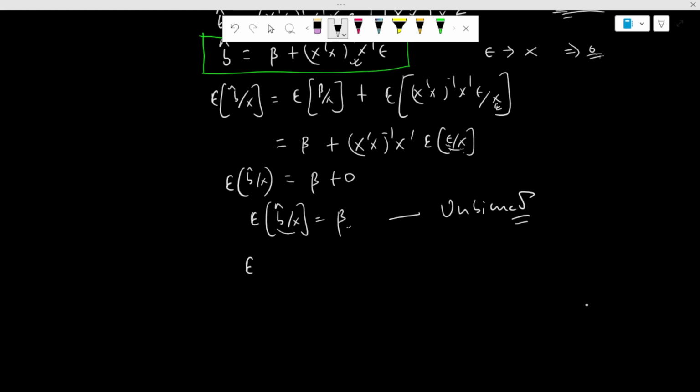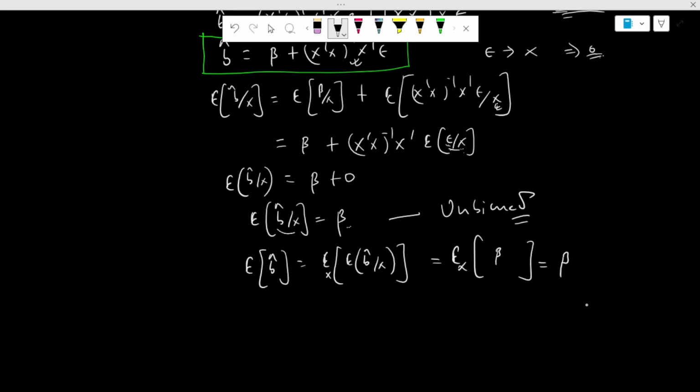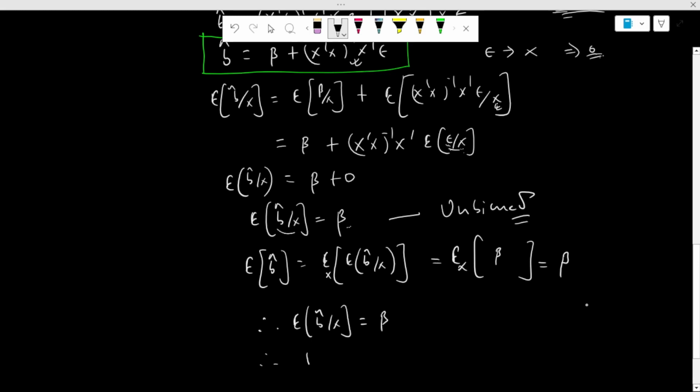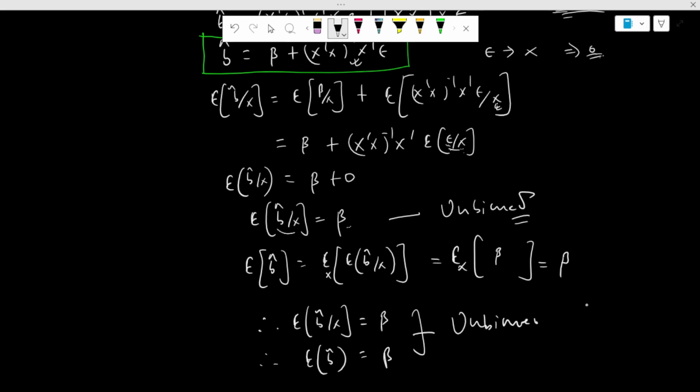Now to calculate the unconditional expectation of beta, we calculate the expectation of the conditional expectation of beta across all x. The conditional expectation of beta is simply beta, and again it is constant, therefore this is equal to beta itself. Therefore both the conditional expectation and the unconditional expectation of the estimated beta are equal to the population parameter, that is population beta. So our OLS beta is an unbiased estimator.